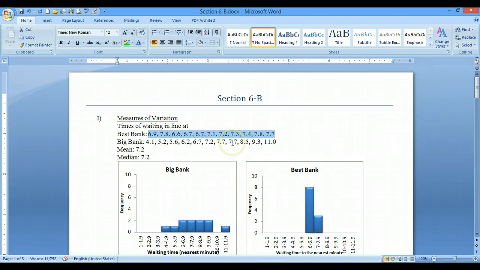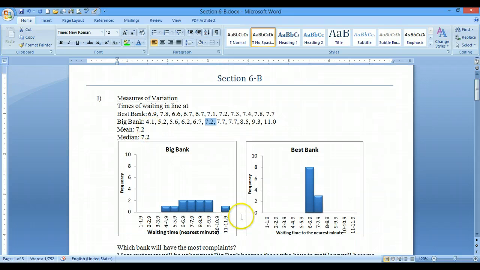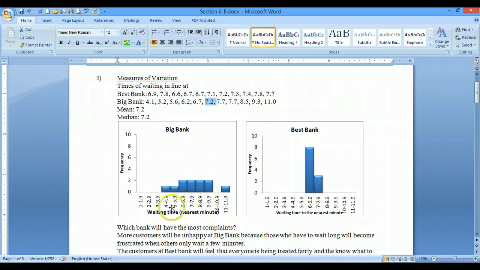And again, calculated from Best Bank, this one is in order from low to high, which I need to do to find my median, which is 7.2. And again, if I were to calculate these, I would also have a mean of 7.2 for the average. Below we have a frequency chart that I have created into a histogram, and we have Big Bank here and Best Bank here.